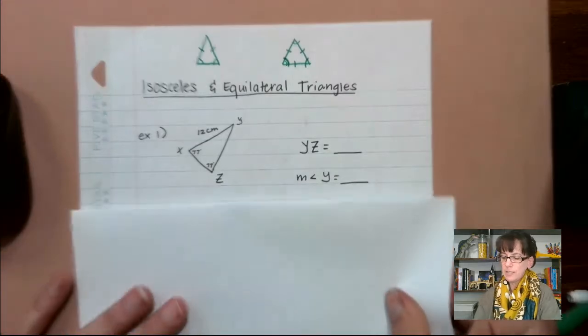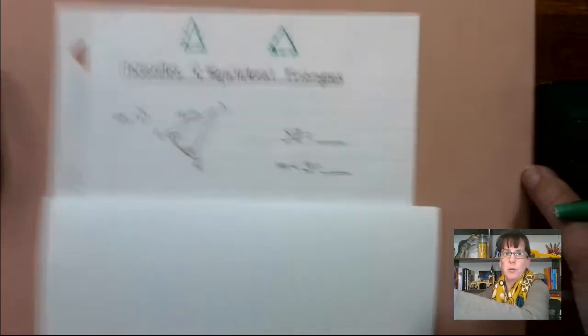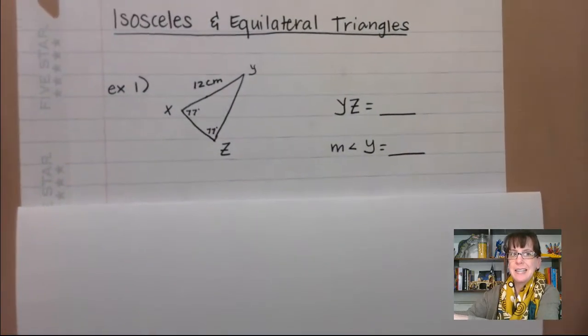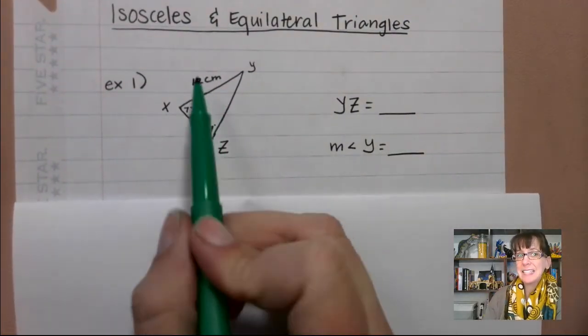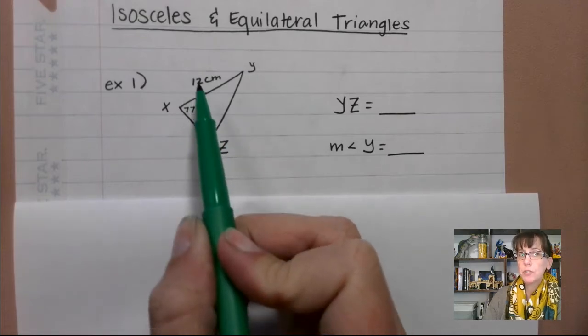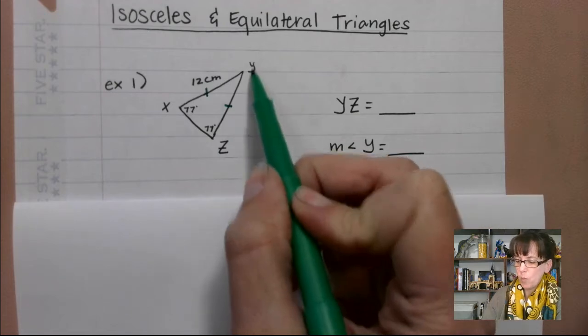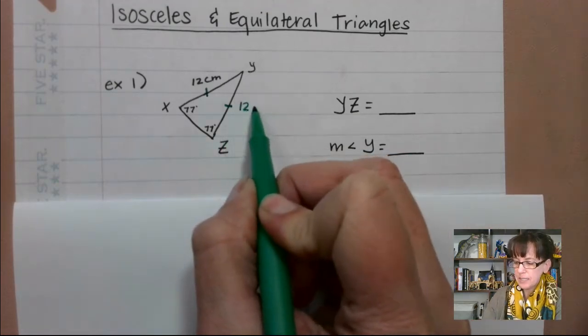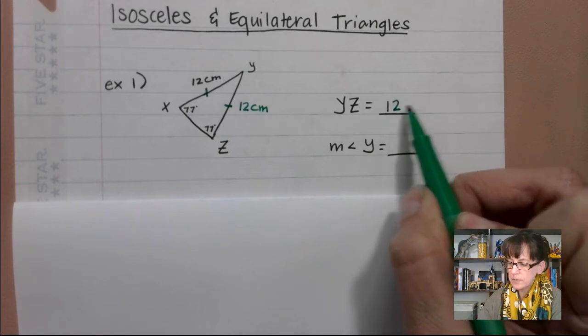Okay, so let's take a look at this first one here. Looking at this example, we can see that angle X and angle Z are 77 degrees. That means that the sides opposite those angles are also going to be congruent. So we can mark those congruent and we can say that YZ is also 12 centimeters. Excellent. YZ is 12 centimeters.